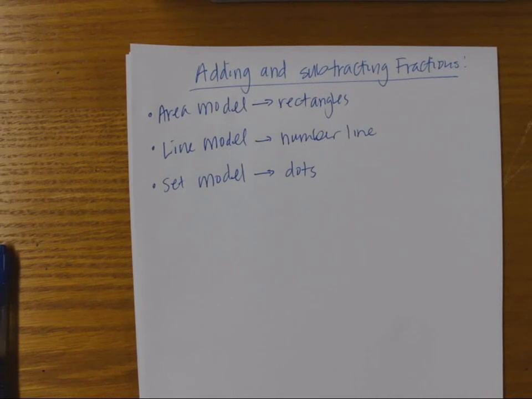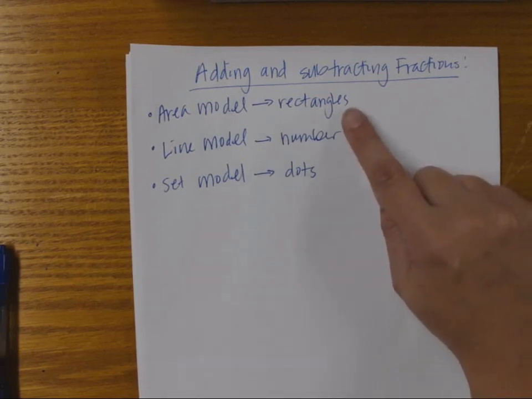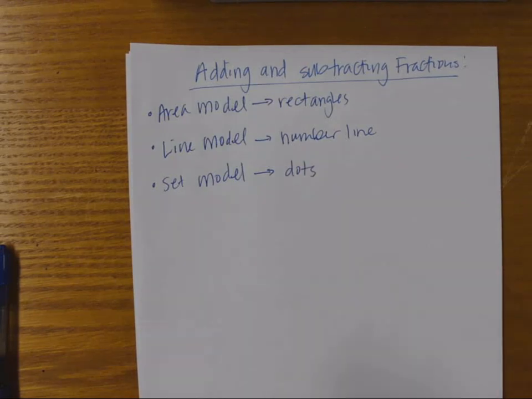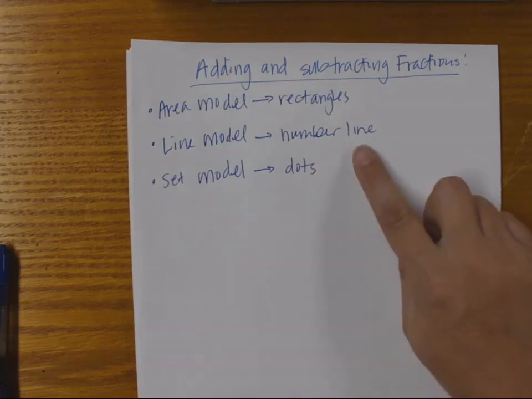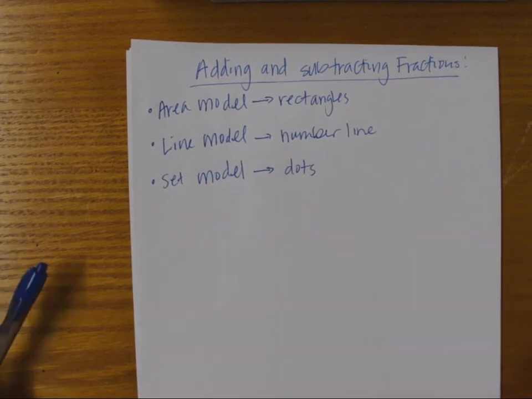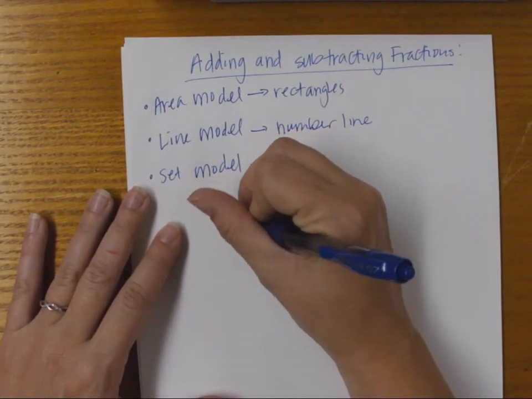Like, we can't split the hexagon into 8ths, because I don't have a shape that makes that. So that's why we're just going to use rectangles instead, because with rectangles you can split it into any size you need to. For the line model, same thing. Cuisenaire rods only go up to 10. I could put some together, but it's just kind of a lot of work. So instead we're just going to use a number line, and then we're just going to use dots on the set model.